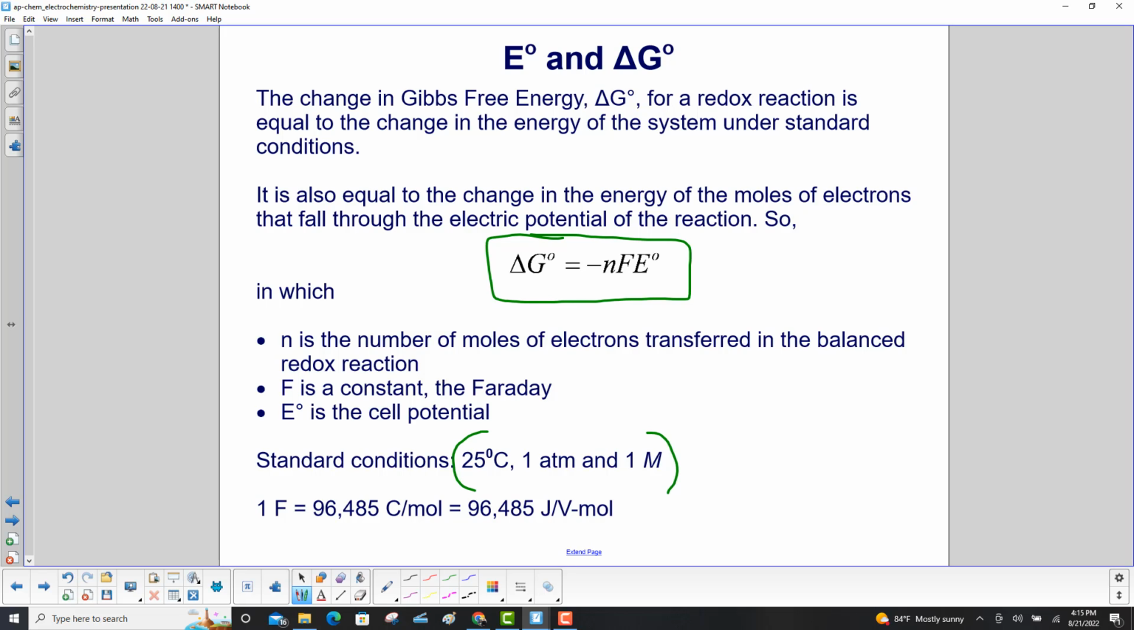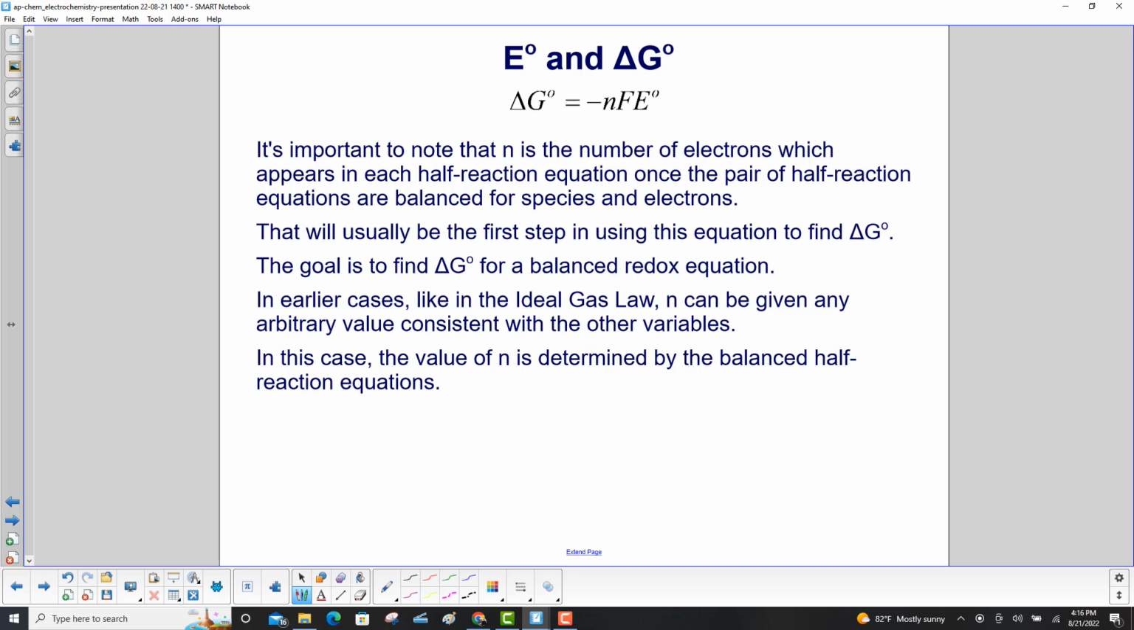1 Faraday is 96,485 coulombs per mole, or joules per volt mole. It's important to note that n is the number of electrons which appears in each half reaction equation once the pair of half reaction equations are balanced, both for species and electrons. That will usually be the first step in using this equation to find delta G0.